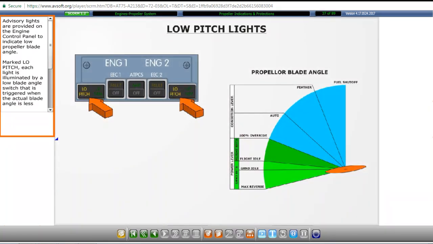Advisory lights are provided on the engine control panel to indicate low propeller blade angle, marked low pitch. Each light is illuminated by a low blade angle switch that is triggered when the actual blade angle is less than the normal flight idle blade angle. These lights will illuminate during ground operations below flight idle.